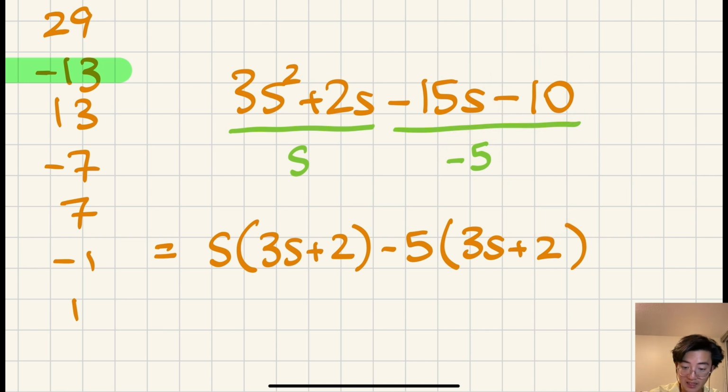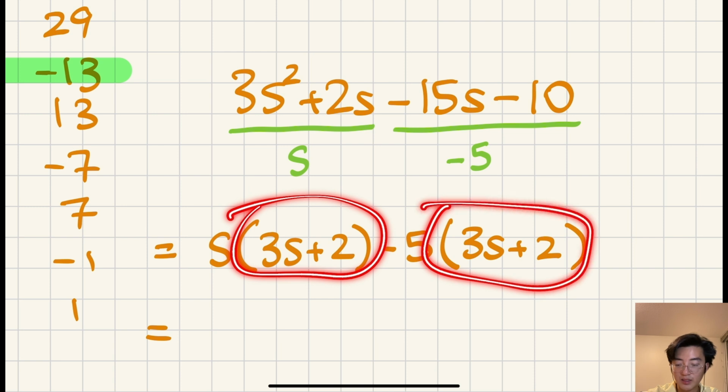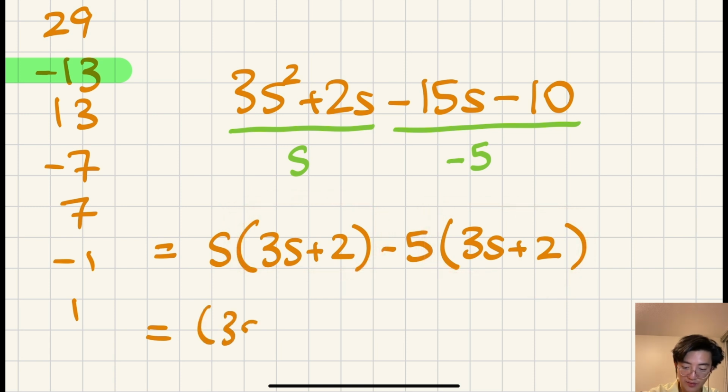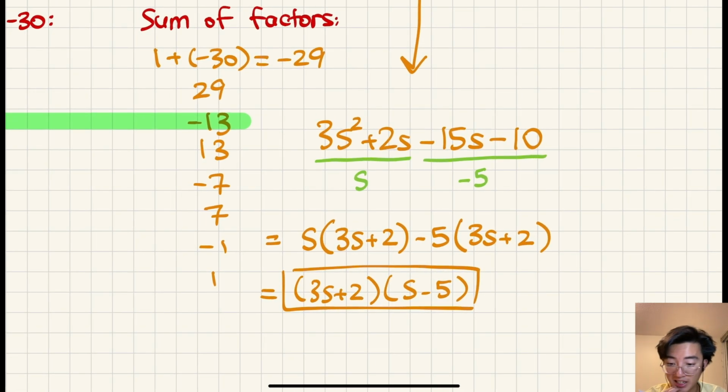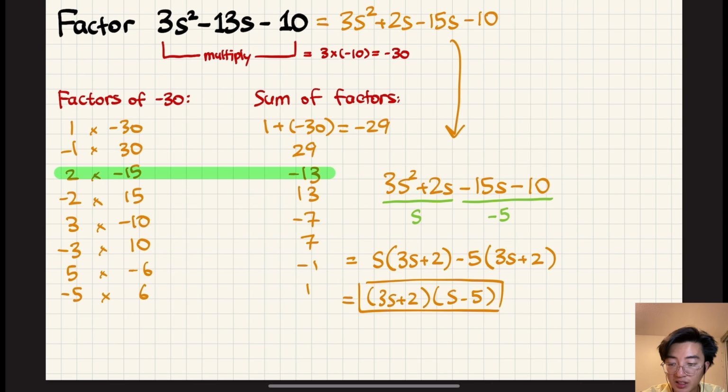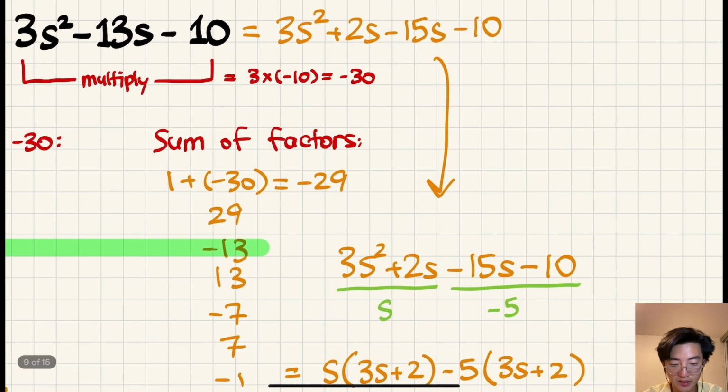And we notice that right here, we can now factor out the 3s plus 2. If we factor out the 3s plus 2, we are left with s minus 5. And that right there is our answer. So as you can see here, this is the exact same answer as we would have gotten with the guess and check. And just to quickly show y'all, again, we have 3s squared, so the only factors are s and 3s.